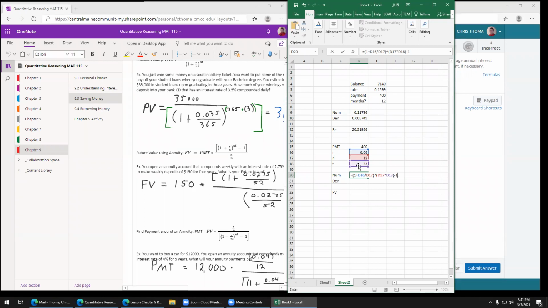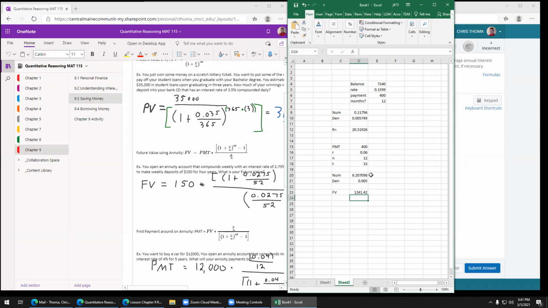Minus 1. We have parentheses around the first thing, raised to the power of another, perfect. So there is our numerator value. And then our denominator is just going to be the rate divided by n, so that's how often it's compounded. And then our future value is just going to be the numerator divided by the denominator.